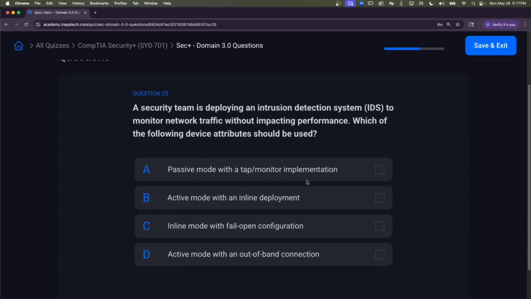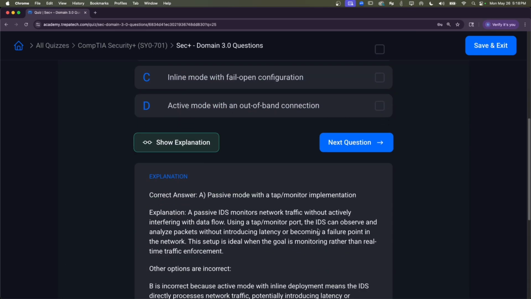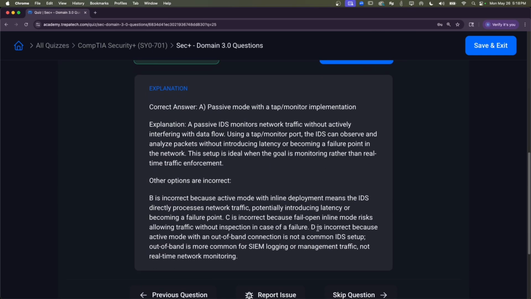Question 25. A security team is deploying an intrusion detection system to monitor network traffic without impacting performance. Which of the following device attributes should be used? So we don't want any impact, okay? So we want a device that is not in line. That's how I see this, is not in line, and that is not actively going to stop anything, right? So I'm already thinking passive, and I'm already thinking not in line. So we're going to go with tap and monitor. So it's going to be A, passive mode with a tap/monitor implementation. Pause the video if you'd like to read the explanation.